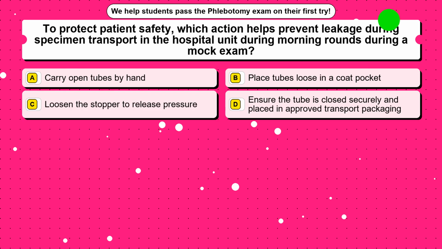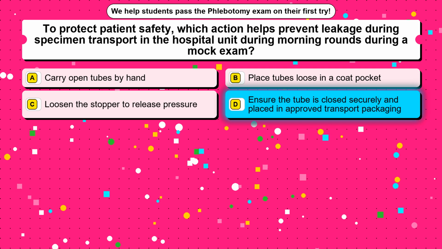Question 92. To protect patient safety, which action helps prevent leakage during specimen transport in the hospital unit during morning rounds during a mock exam? Option A: carry open tubes by hand. Option B: place tubes loose in a coat pocket. Option C: loosen the stopper to release pressure. Option D: ensure the tube is closed securely and placed in approved transport packaging.